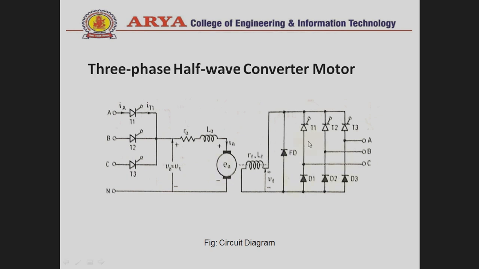In the field circuit, T1, D1 operate together, T2, D2 operate together, T3, D3 operate together. The freewheeling diode conducts when T1, T2 and T3 are not conducting. The field circuit provides the magnetic flux in the motor, and both armature windings and field windings are connected to the same power supply.